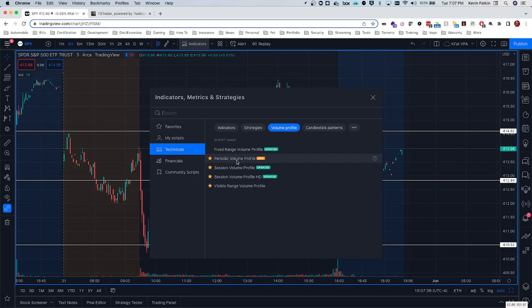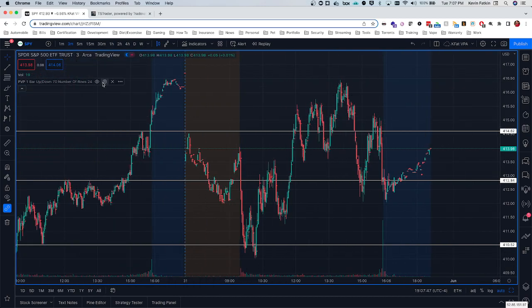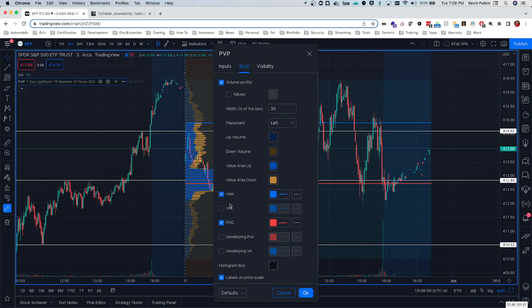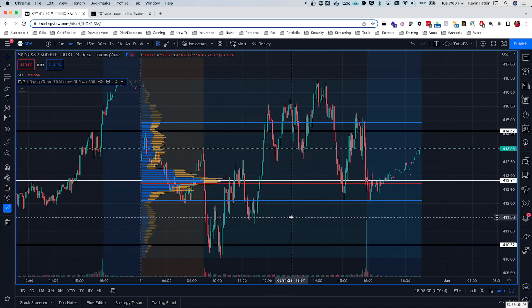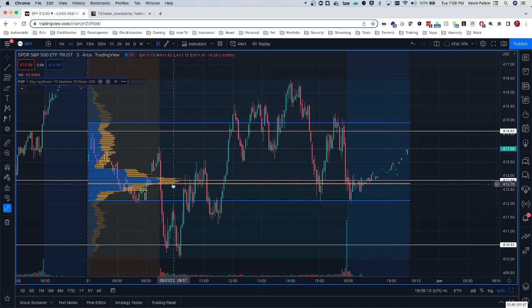If you go to periodic volume profile, this will make a volume profile appear on the left side here, and what we want to immediately do is configure it for 1 day, set my row size to 300, and show the value area high and the value area low. You can see that added some lines on my chart. Basically this red line here, and just my personal preference, I typically use orange, this orange line here is called the POC, or the point of control.